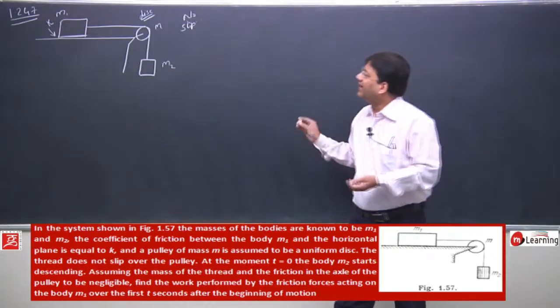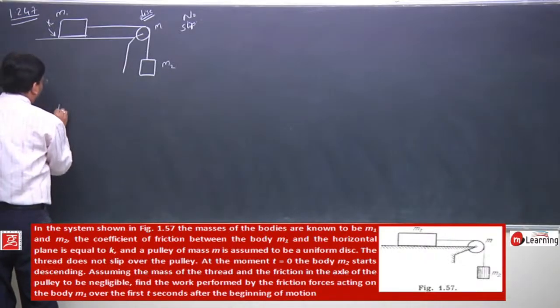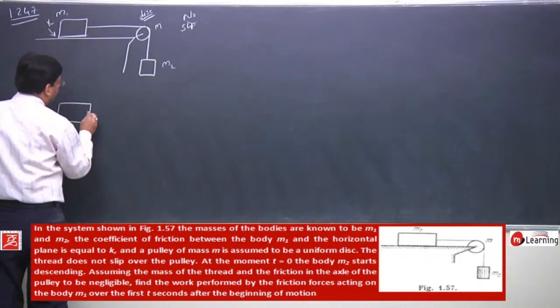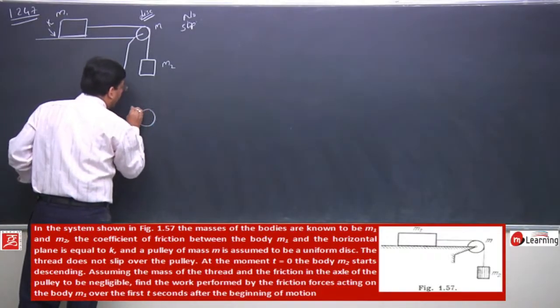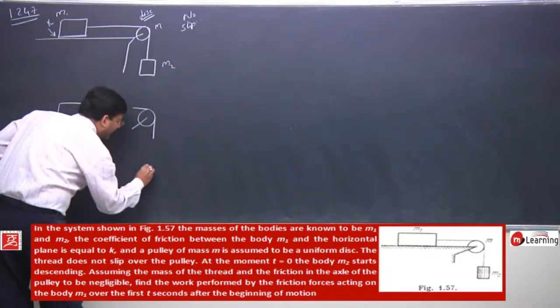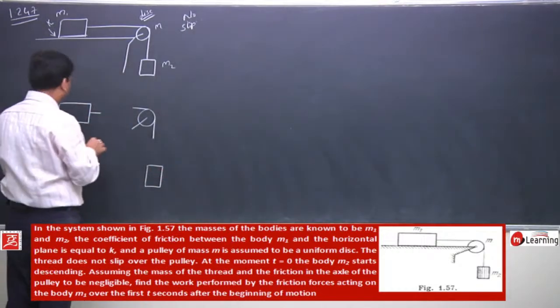Now, मैं 3 फ्री बॉडी डायग्राम पहले बनाता हूं. एक तो फ्री बॉडी डायग्राम इस मास m1 का बनना चाहिए. दूसरा फ्री बॉडी डायग्राम इस पुली का बनना चाहिए. और तीसरा फ्री बॉडी डायग्राम इस मास m2 का बनना चाहिए.